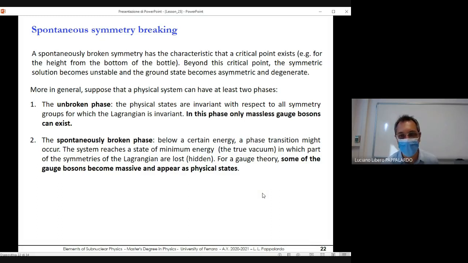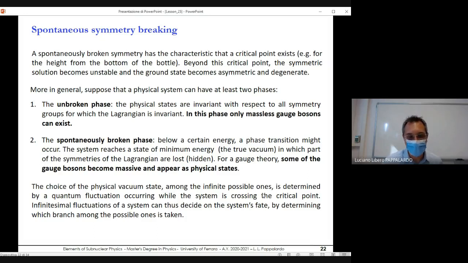So below a certain energy or potential energy, a phase transition might occur. The system reaches a state of minimum energy, the true vacuum or the ground state, in which part of the symmetries of the Lagrangian are lost or hidden. And when you apply this to a gauge theory, such as the electroweak theory or the standard model, then it turns out that, as we will see, some of the gauge bosons become massive. Okay, and appear as physical states. Okay, so the spontaneous symmetry breaking is indeed the medicine that we have to use to cure our electroweak Lagrangian, okay, in order to make our bosons massive.